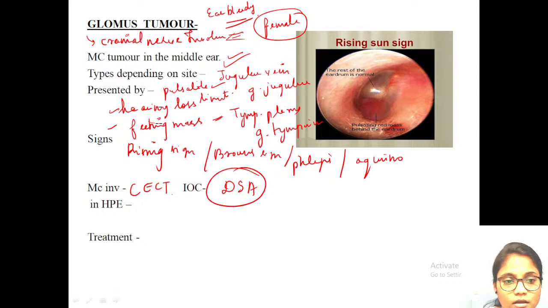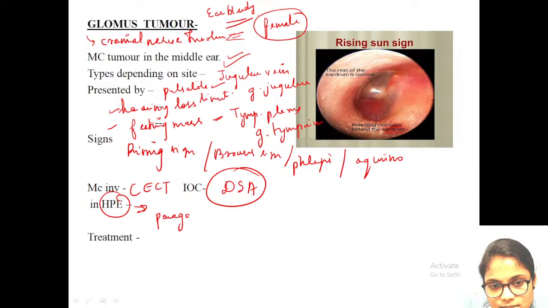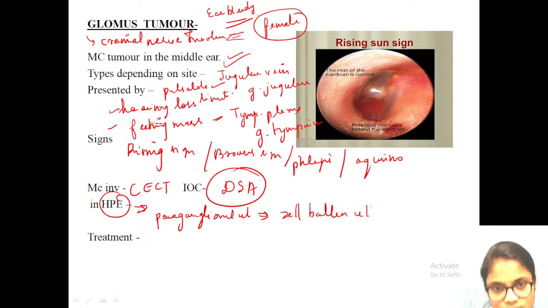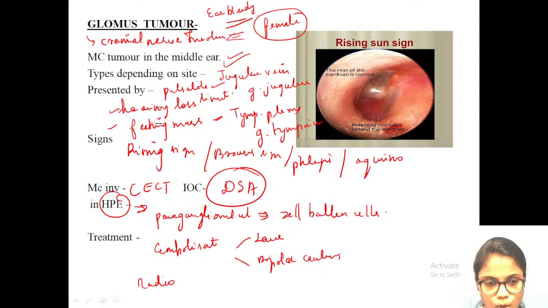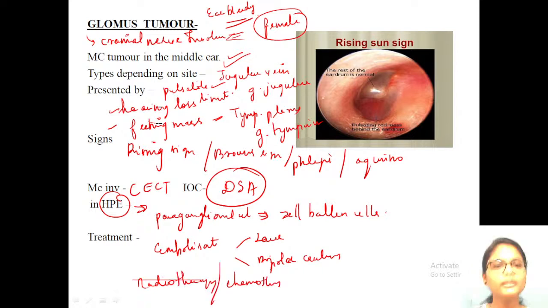In histopathological examination of this tumor, you can find the paraganglionic cells, that is nothing but your Zellballen cells. That is important. How do you treat the patient? You have to embolize the tumor, either by laser or by bipolar cauterization. Along with that, radiotherapy and chemotherapy are used. That is how they play a main role in glomus tumor.